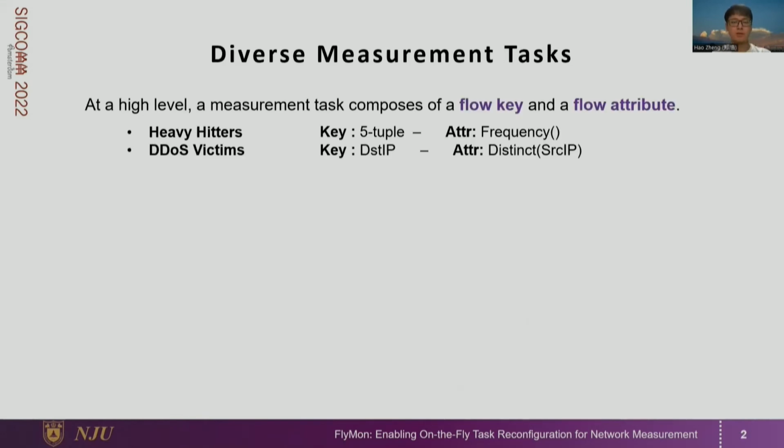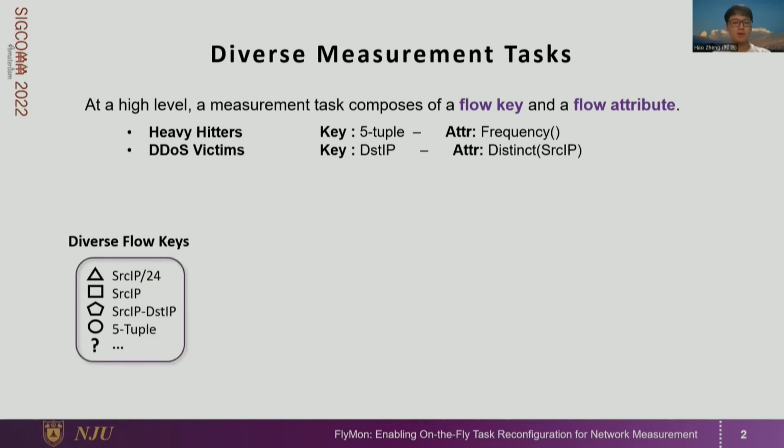What are the measurement tasks? We use a new abstraction in FlyMon. We define a flow-level measurement task as composed of a flow key and a flow attribute. For example, heavy hitter detection can be abstracted into taking the 5-tuple as the key and frequency as the attribute. Another example is DDoS victim detection. It can be abstracted into taking the destination IP as the key and counting the distinct number of source IPs for each destination IP. Here, distinct is another flow attribute.